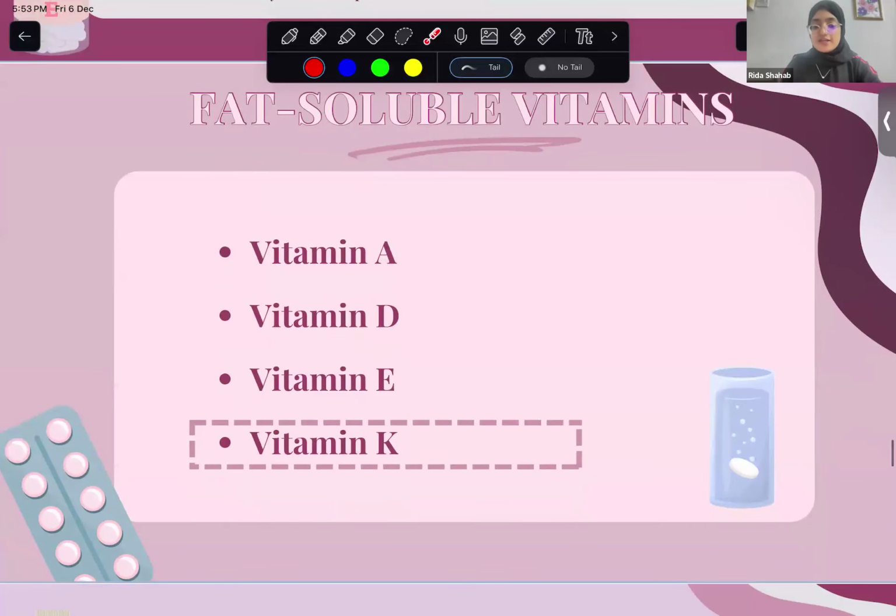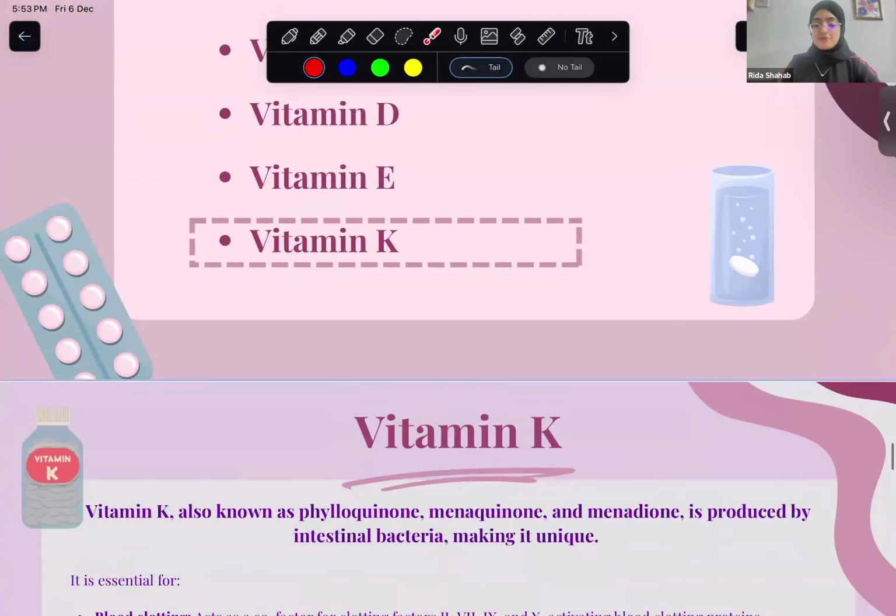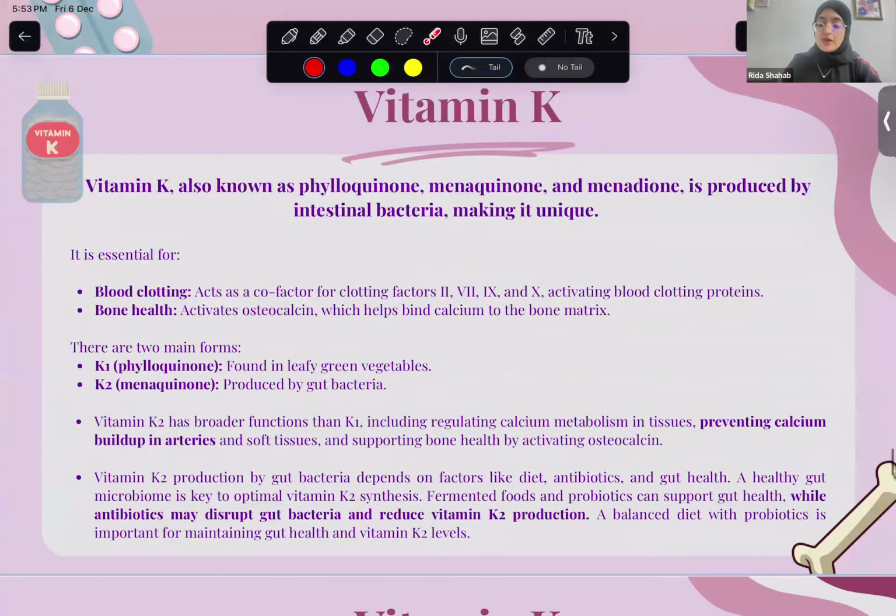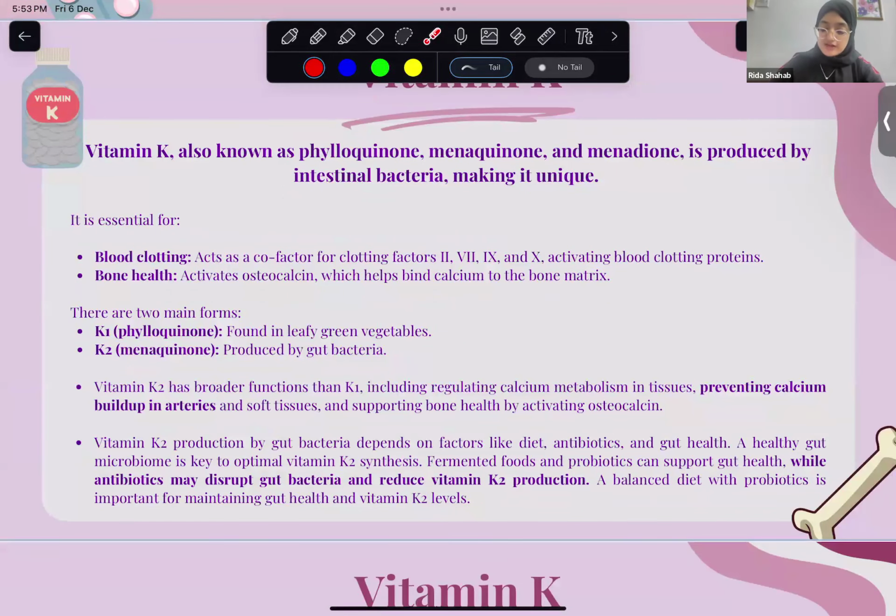Okay, we're on our final vitamin, guys. Vitamin K, okay? Vitamin K is also known as phylloquinone, menaquinone, and menadione. It's produced by our intestinal bacteria, which makes it unique. And it is essential for blood clotting as well as bone health.